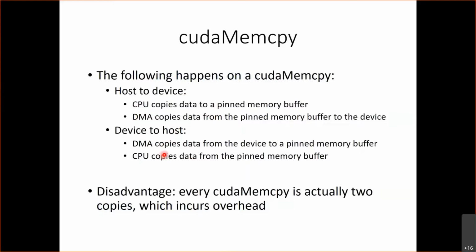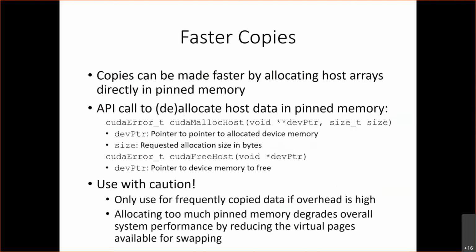So to get faster copies, we can allocate our memory buffers directly using cudaMallocHost, and then we have to free them using cudaFreeHost so that we can unpin those pages. But of course, we have to use this with caution, because if we pin all the pages in our memory, we don't leave the operating system with pages in order for it to do the swapping. So this would degrade system performance.